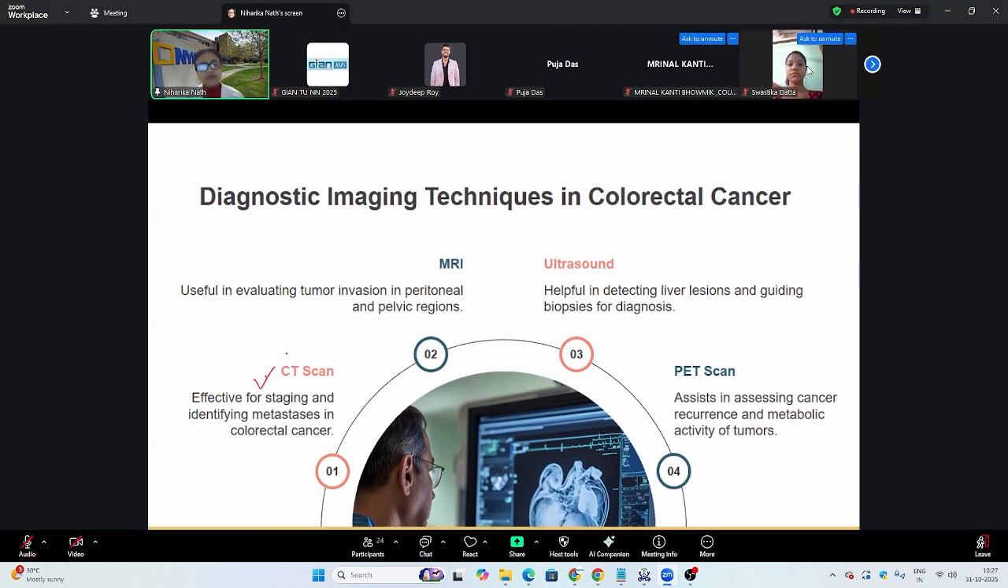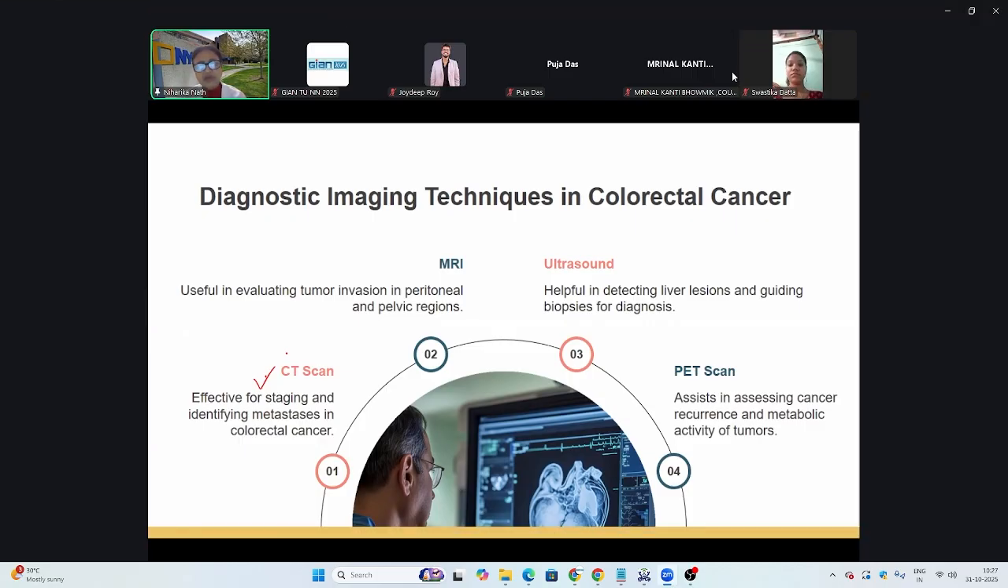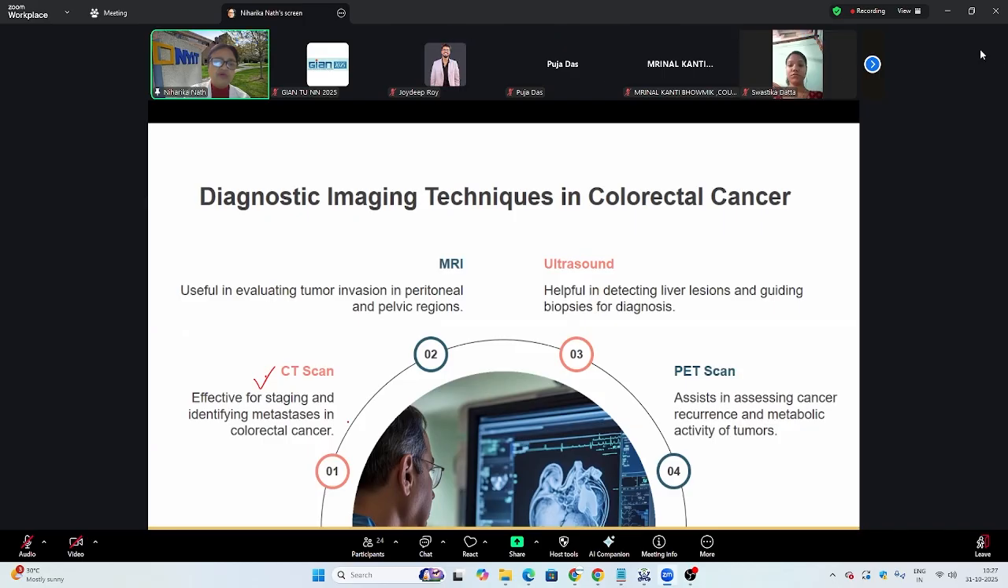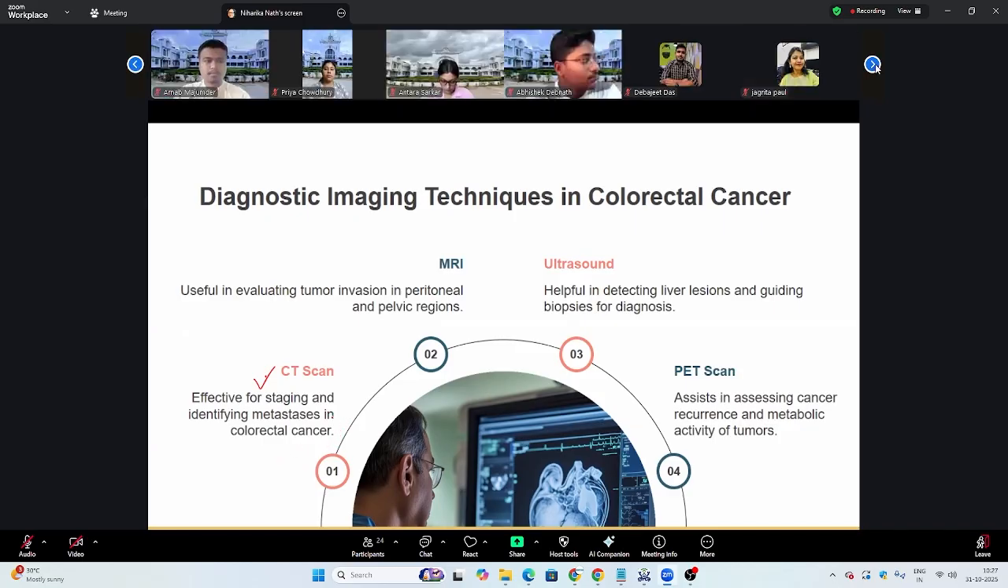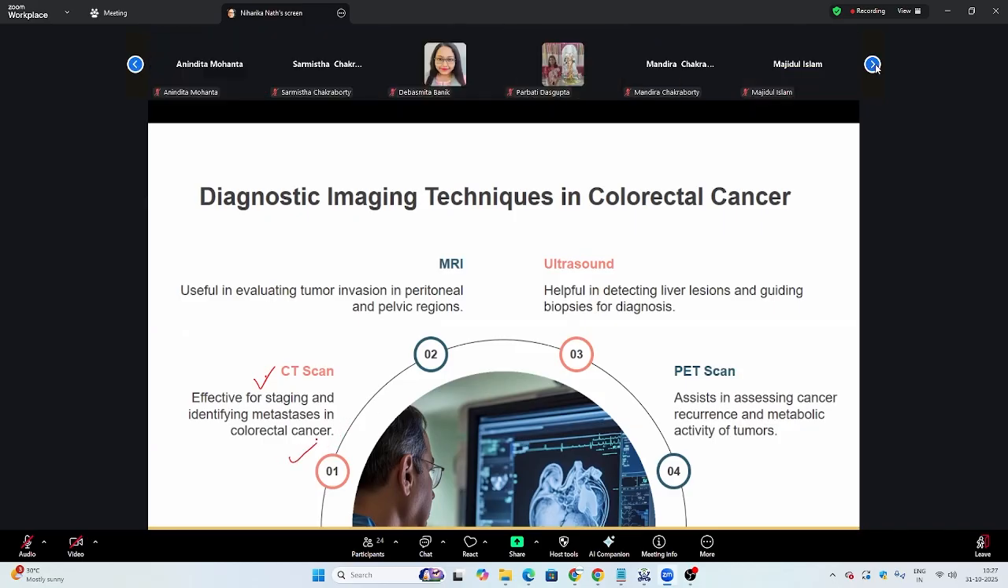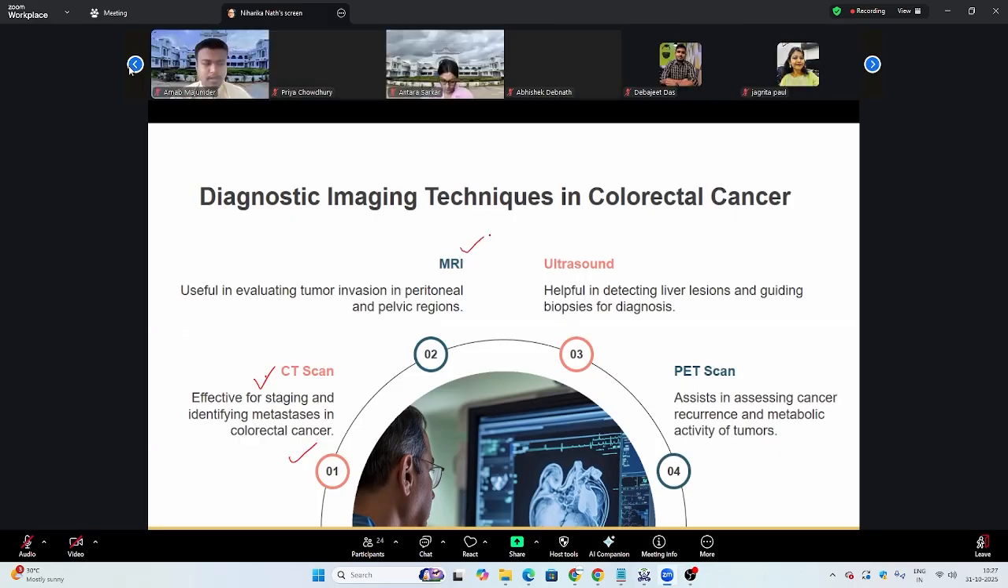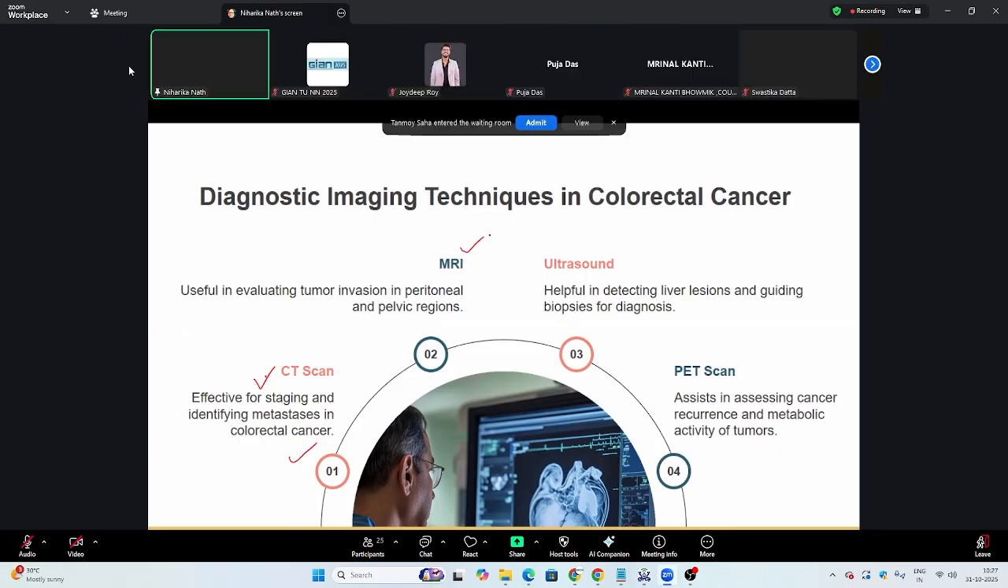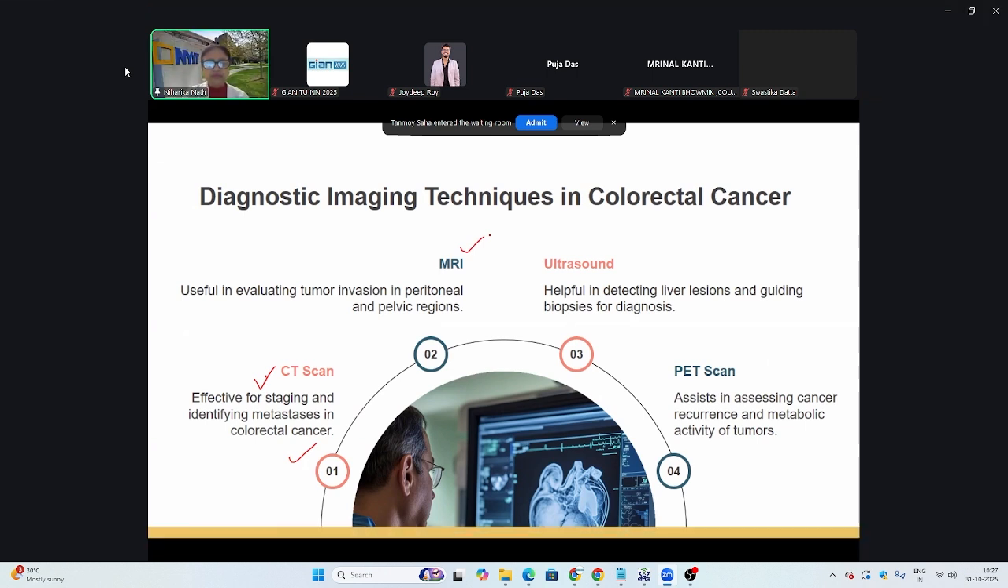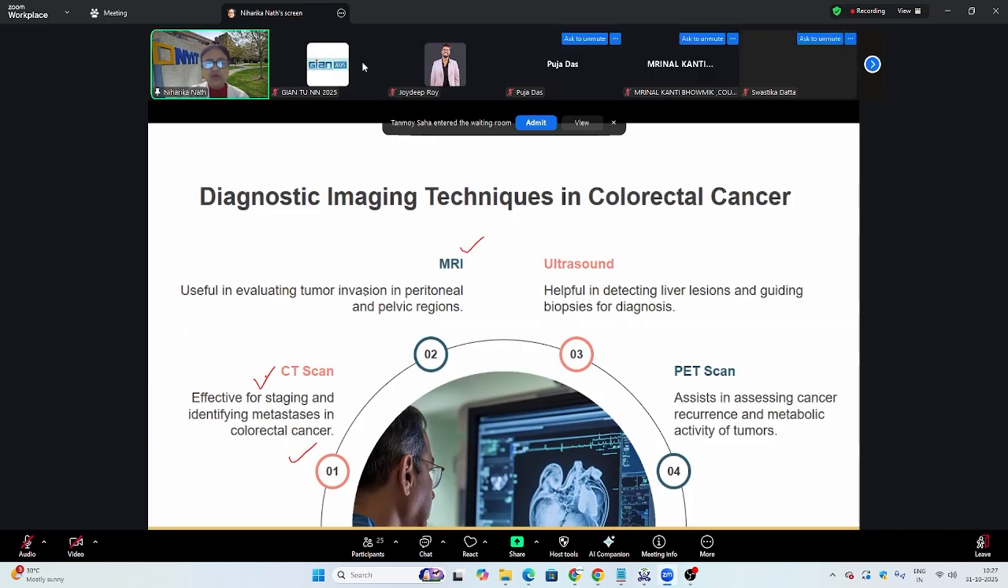Depending on the technique, some of them have radiation, some of them don't. MRIs don't have any radiation. So it depends on the convenience also. But anyway, these are very, very common. The CT scan would be used for identifying staging and looking for metastasis. The MRI that we examined in a video is useful in evaluating tumor invasion.